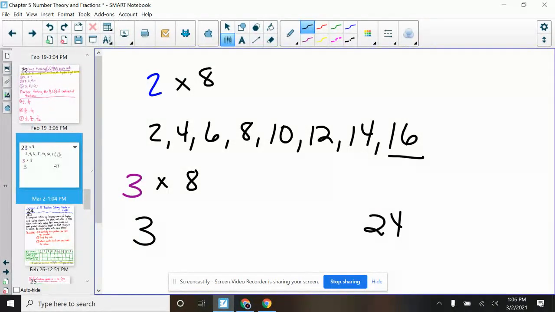Okay? This section, probably a pretty simple section. Any questions on how to simply find the multiple of a number? We all good on that? All right, let's move on to the next section.